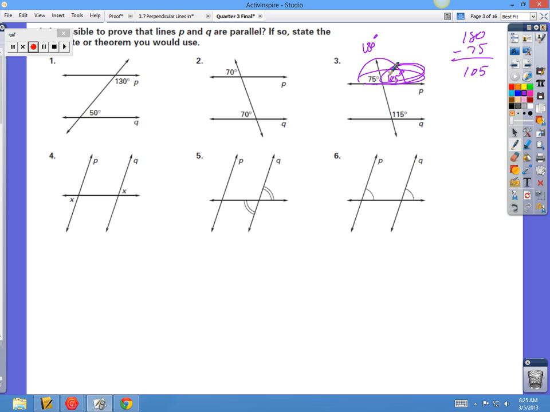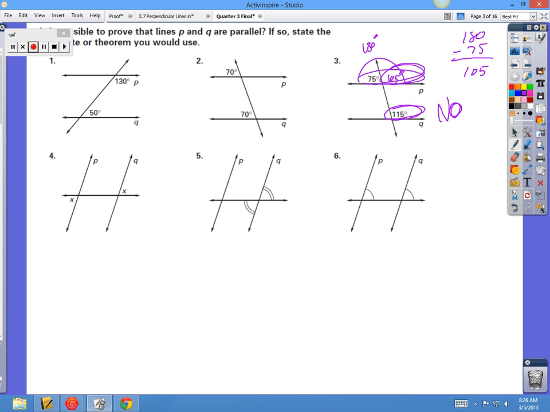This angle is corresponding with this. And one of them's 105, one of them's 115. So my answer is no. Because corresponding angles have to be the exact same if your lines are parallel. So those lines must not be parallel.